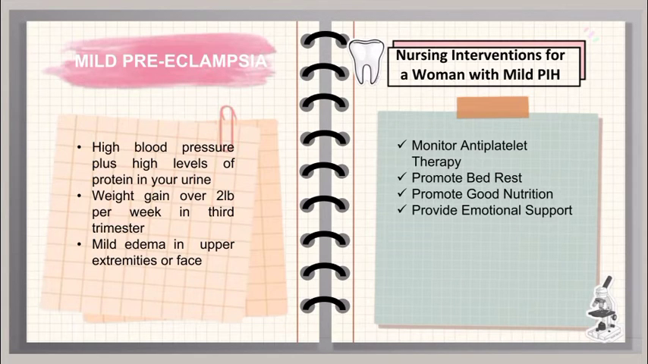The third is to promote good nutrition. A woman needs to continue her usual pregnancy diet. At one time, stringent restriction of salt was advised to reduce edema. This is no longer true, because stringent sodium restriction may activate the renin-angiotensin-aldosterone system and result in increased blood pressure, compounding the problem.